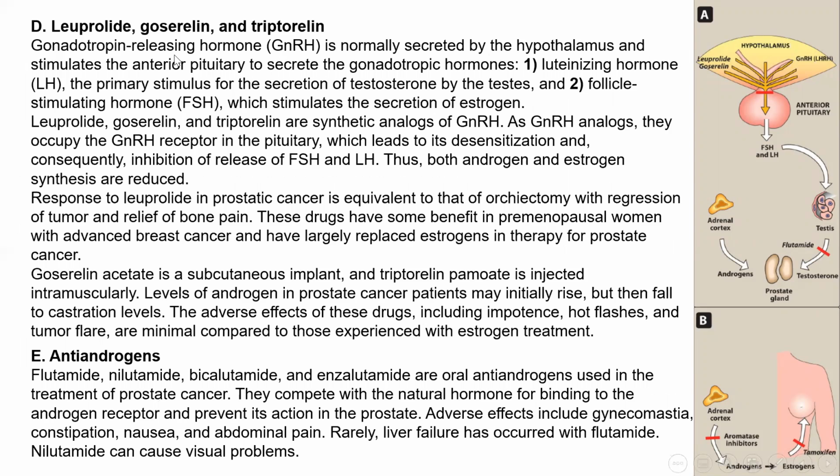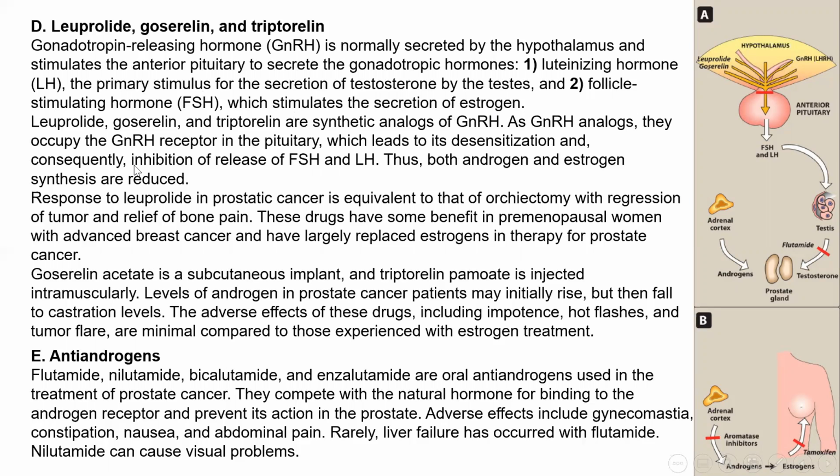Then here we have agents that work in a different way. They also antagonize the estrogen or androgen effects, but in a different way. There is a hormone called gonadotropin releasing hormone that is released from the hypothalamus right here. It activates the receptors in the pituitary gland, and activation of these receptors causes the release of certain hormones. Mainly, we have two major hormones, luteinizing hormone, LH, and follicle stimulating hormone, FSH. LH is an important stimulus for secretion of testosterone by the testes, while FSH stimulates the secretion of estrogen.